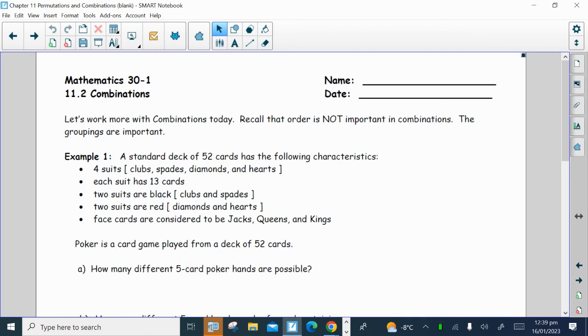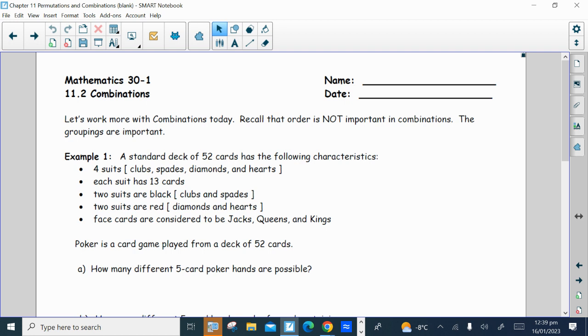So we're going to continue looking at combinations. Remember, combinations is when objects are being selected or chosen, and the order that they're chosen or selected doesn't matter. So an example of combinations is when you're playing a card game.